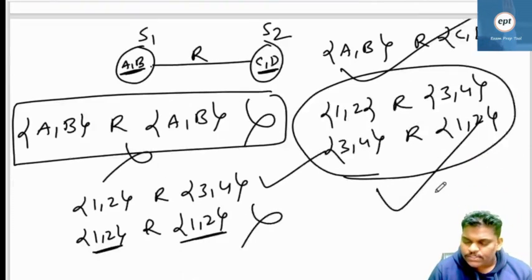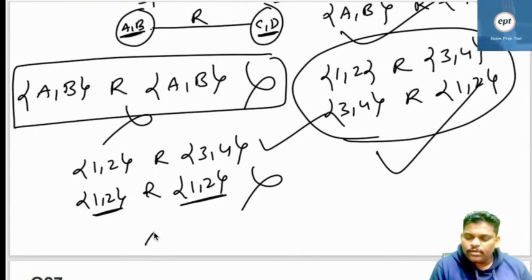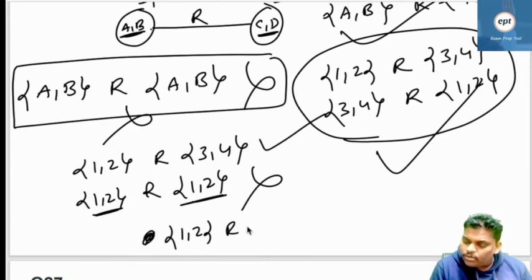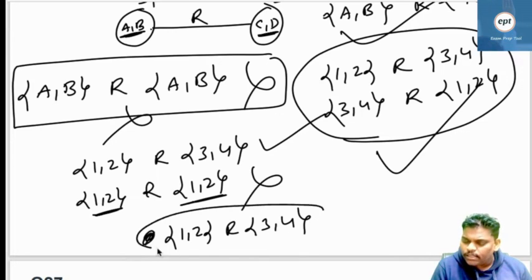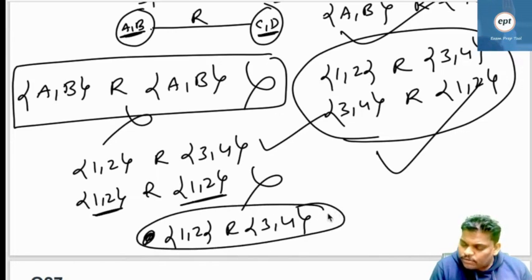Now can you see this? Everyone listen. {1,2} is related to {3,4}. That is the one thing. Next one: {3,4} is related to {5,6}.